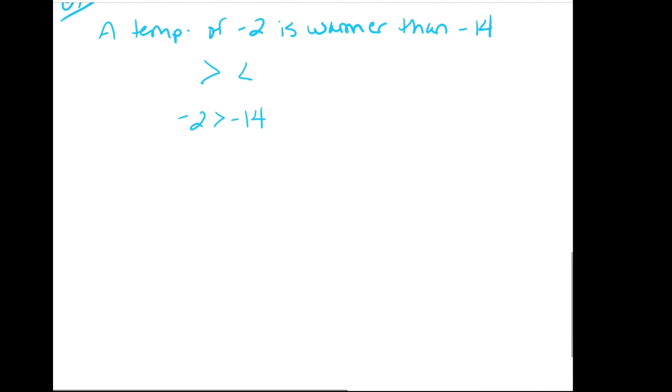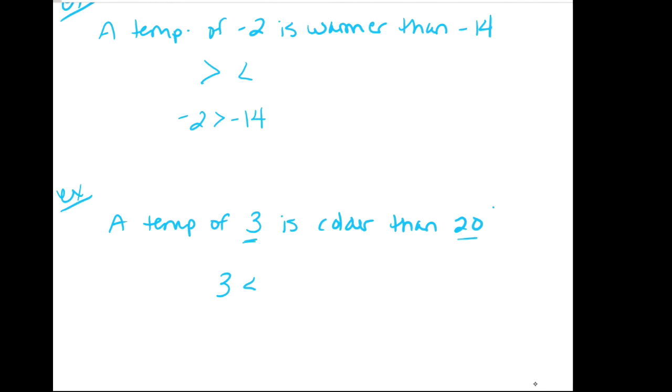All right, let's do another one. A temperature of -3 is colder than -20. So again, we recognize that -3 is less than, or colder than, -20, so we would write it as -3 less than -20.